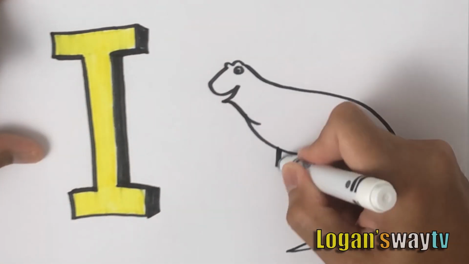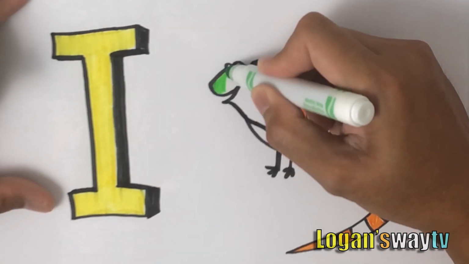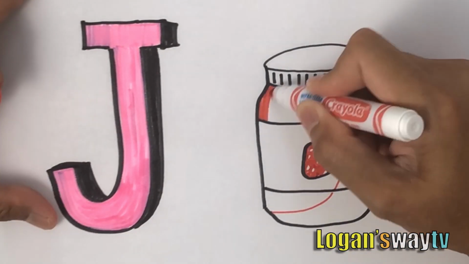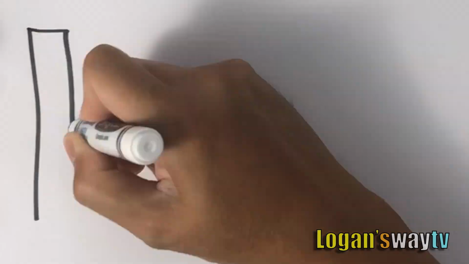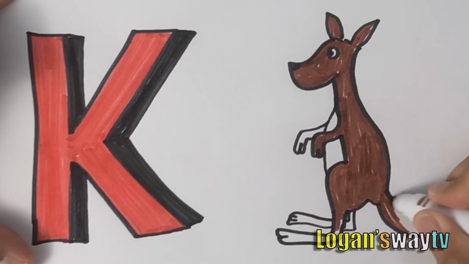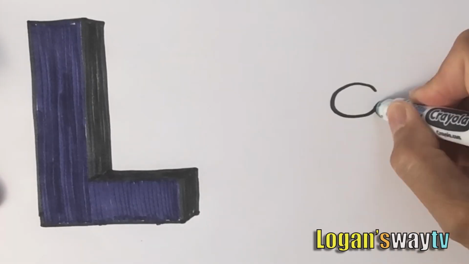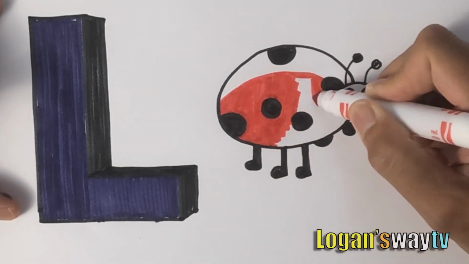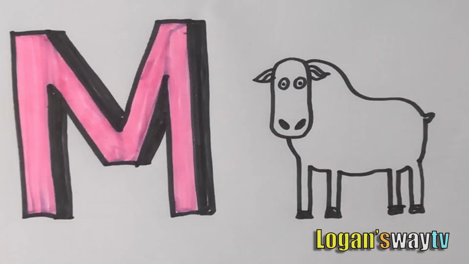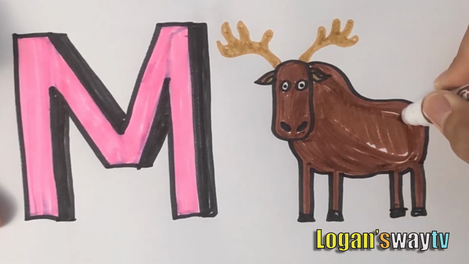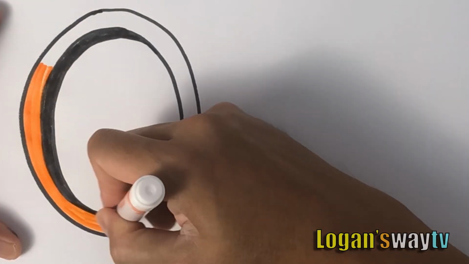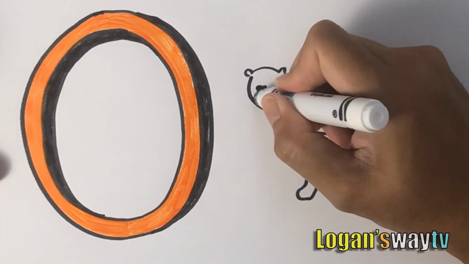I. Yellow letter I. I for iguana. J. Pink letter J. J for jam. K. Red. K for kangaroo. L. L for ladybug. M. M for moose. N. N for nails. O. O for otter.